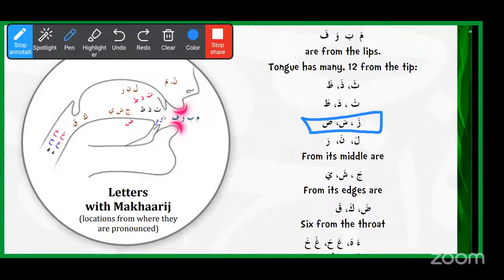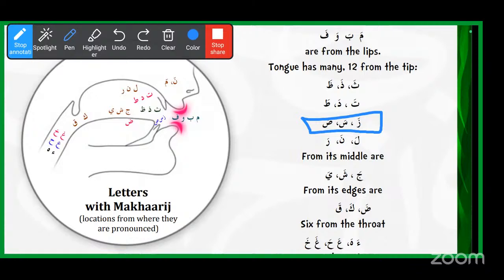Safira means whistle, like a whistle sound. There has to be a whistle sound when pronouncing the letter. If the whistle is not there, then that letter is not correct. What people usually make mistakes with are the letters zai and zal. There is a difference between the letter zal and the letter zai.